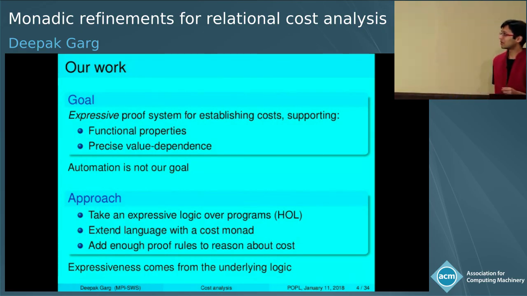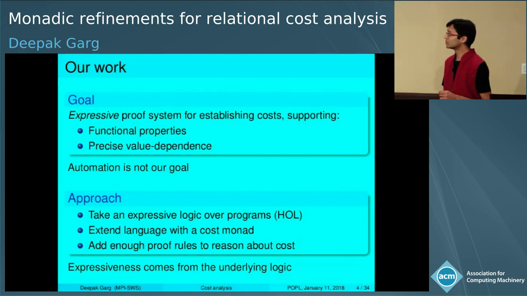And once we've thrown the cost monad into the language, we will just add enough proof rules to reason about the cost. Okay? And the real expressiveness of this whole framework comes from the underlying logic, in this case, HOL.